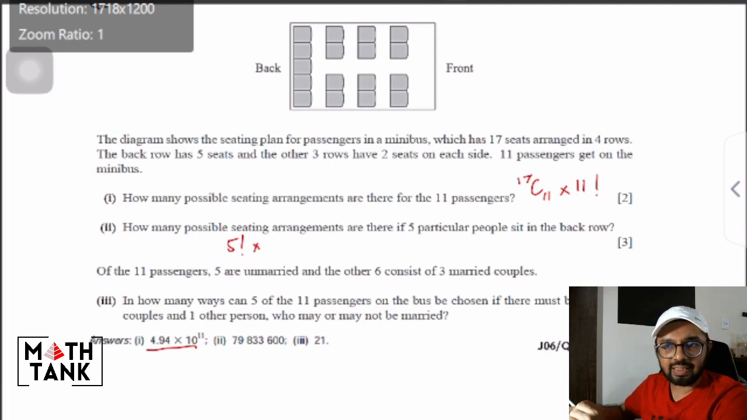Total of 17 seats and I have 12 seats, and I have another 6 people to climb. So those 6 people climb, they choose their seats out of 12, and then they arrange themselves. Let's see if we get the correct answer.